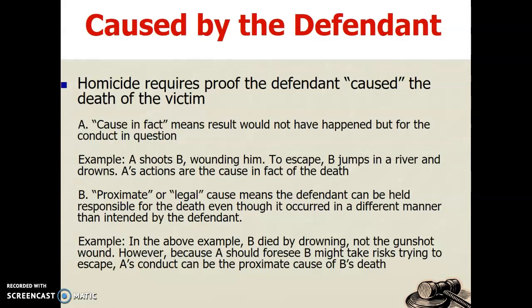Proximate or legal cause means that the defendant can be held responsible for the death even though it occurred in a different manner. Here's an example. B died by drowning, not by the gunshot wound. However, because A could foresee B might take risk trying to escape, A's conduct can be proximate cause for B's death. So if A is chasing B and B is trying to get away and runs into a lake, this A can still be responsible because they were the reason that B ran into that lake. They were trying to save their life, run away, swim, whatever. Had it not been for A scaring B, B would have never drowned.